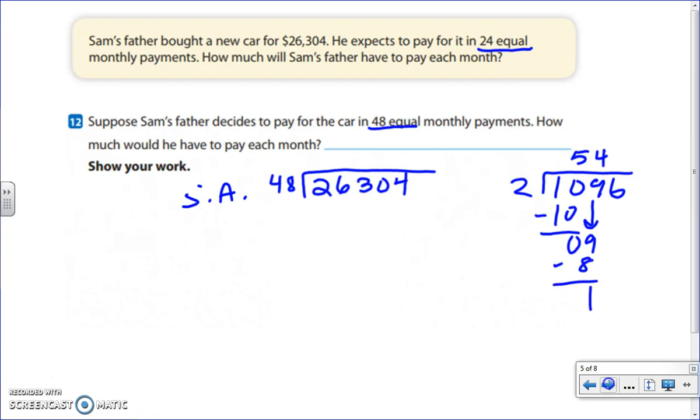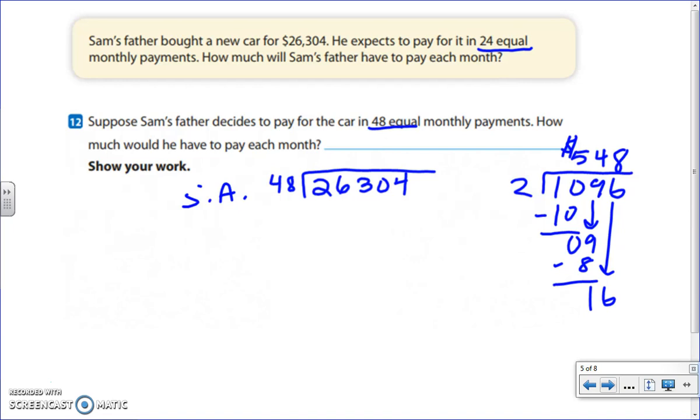So I know if I do my standard algorithm here, and if I'm going too fast, please slow it down and pause it if you need to. 2 goes into 16 8 times. I think that the answer is going to be 548 because he has twice as long to pay. He'll have to pay half as much each time. Let's check it out with the standard algorithm. 26,304 divided by 48 evenly.